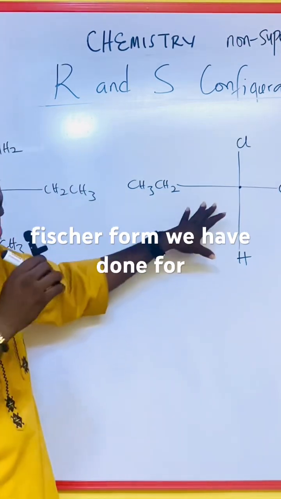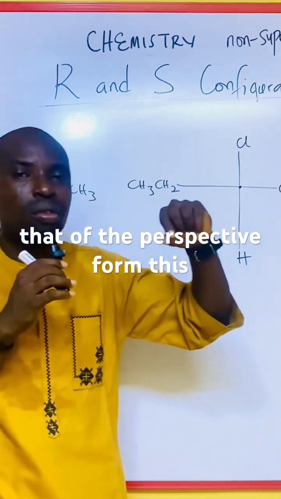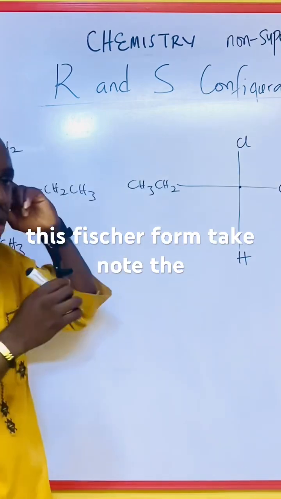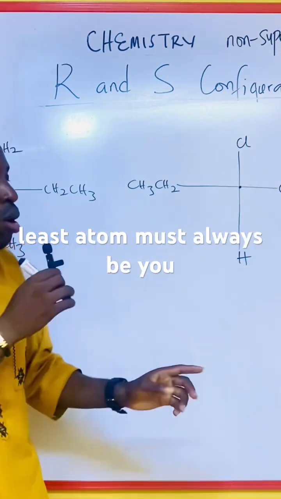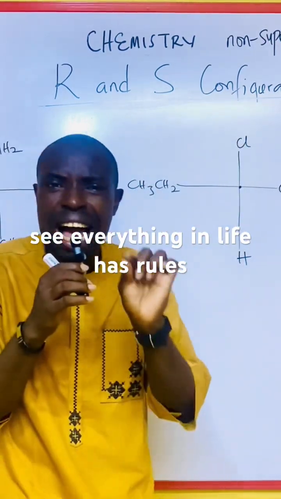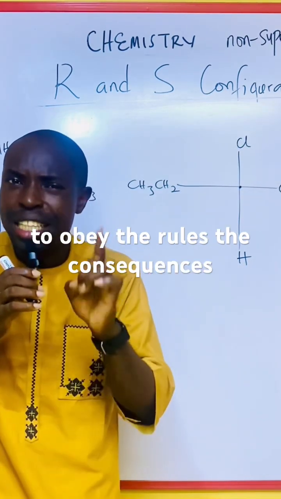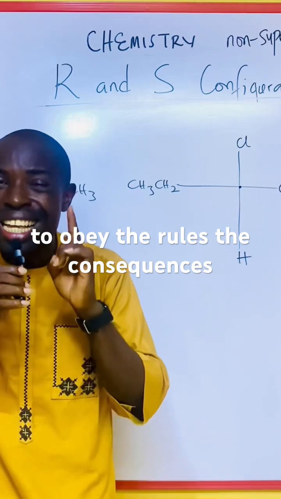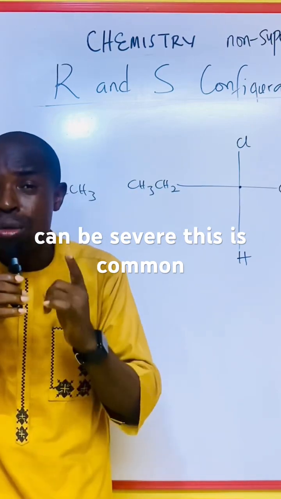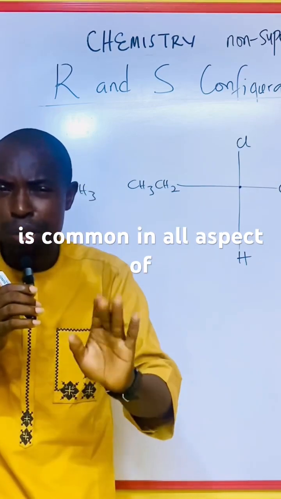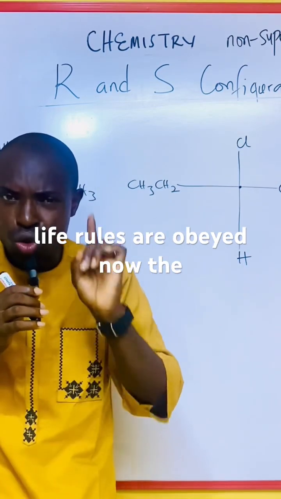Now, this is the Fischer's form. We have done that of the perspective form. This is the Fischer's form. Now, under this Fischer's form, take note, the least atom must always be, you see, everything in life has rules that guide it. When you fail to obey the rules, the consequences can be severe. This is common in all aspects of life. Rules are obeyed.